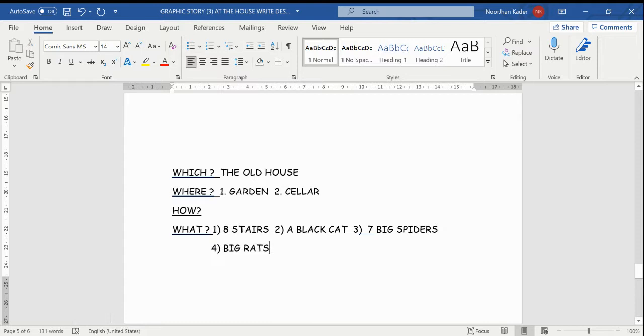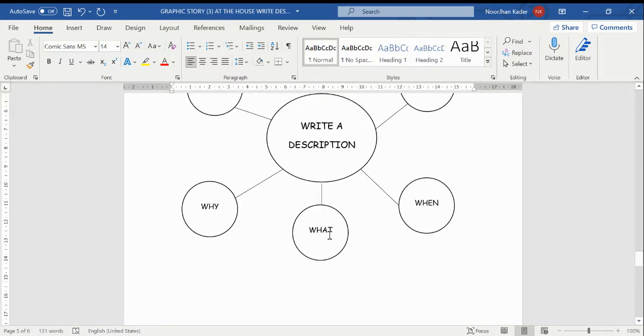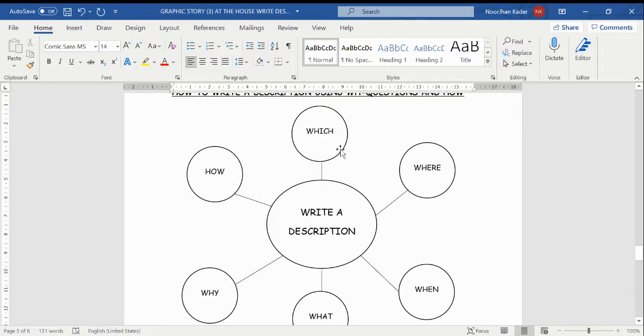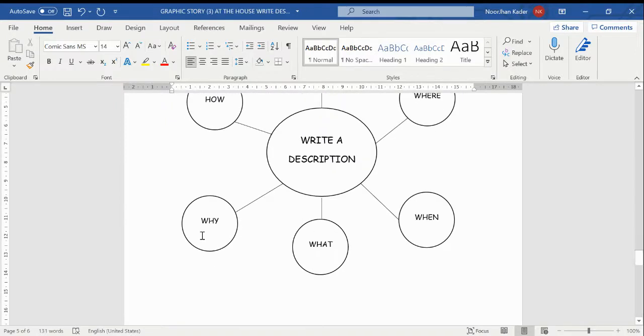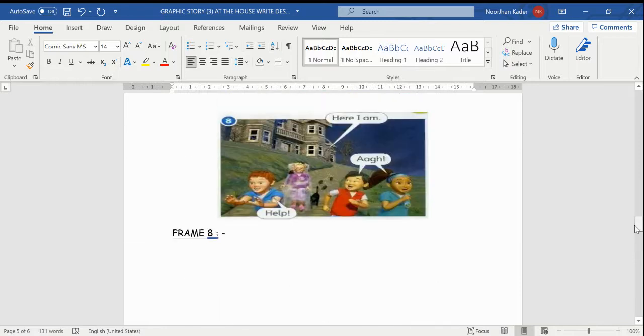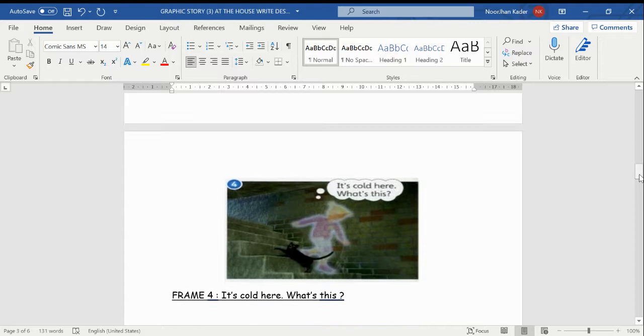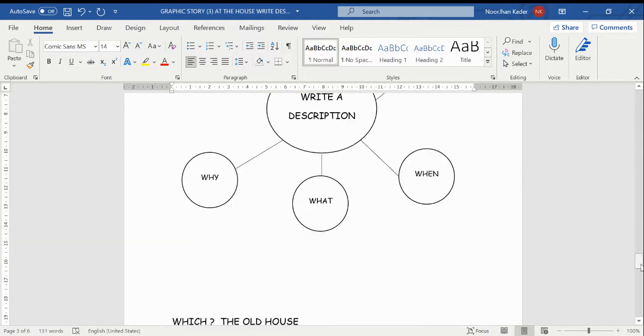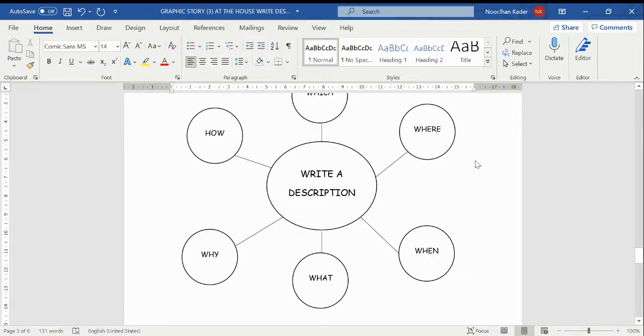Let's clear the underline. So we have actually answered the question for what. We've answered for which, where, and what. And when, we've also answered, but there is no description about when the old house was built. Why? Is there any sentence which describes why? Where is about where the building was built, but since there is no description about that, we just talk about where the parts of the house are in the story. And why means why the building was built.